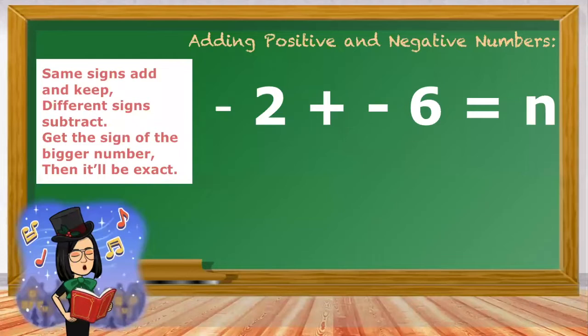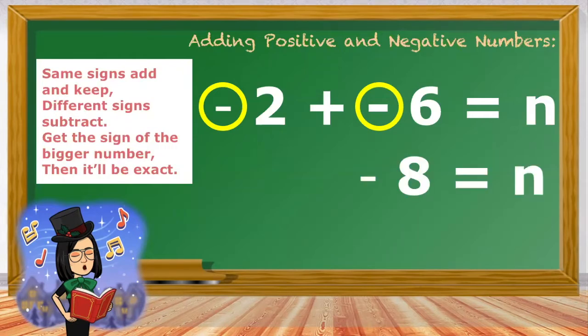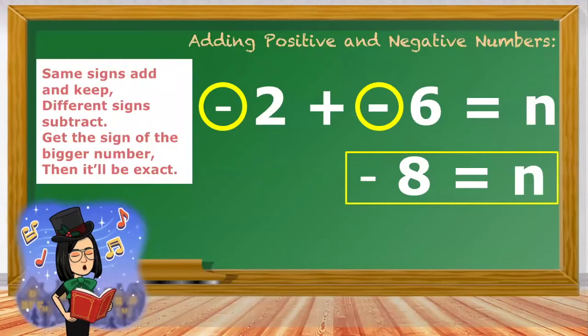Let's start with the first number, for adding positive and negative numbers. Let's do this. Negative 2 plus negative 6 is equal to n. Again, same signs add and keep. We have the same signs, so definitely, we just add it. Negative 2 plus negative 6 is equal to negative 8.